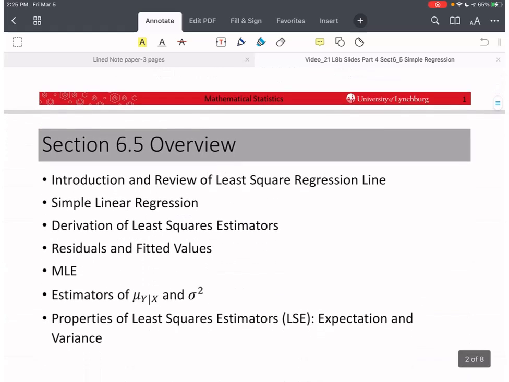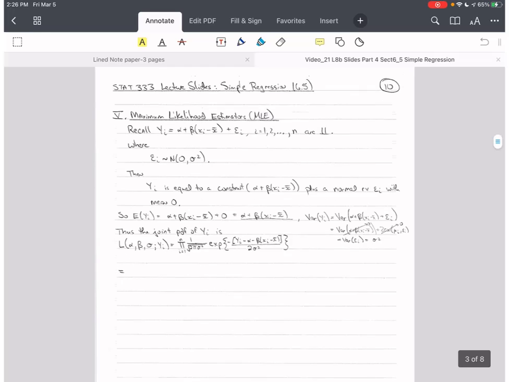Up to this point, we have reviewed the least squares regression line from earlier in the semester, talked about simple linear regression, derived the least squares estimators, and discussed and defined the residuals and fitted values. So in this video, we are going to develop the maximum likelihood estimators, and we will see how far we get. So let's get started.